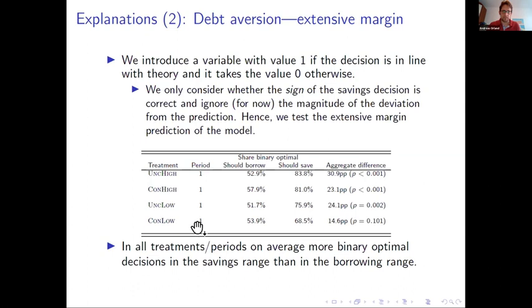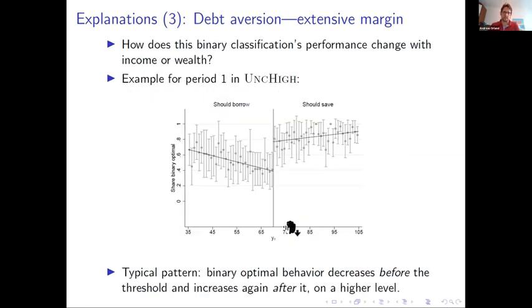We look only at period 1 of the 4 treatments, and we see that people are always more correct when they save than when they should borrow. And those differences are almost always significant here. It's like, well, 10%, we just didn't manage the 10% significance level, but we see that people are on average more binary optimal in the savings range. Now, how does this binary classification change with income or wealth?